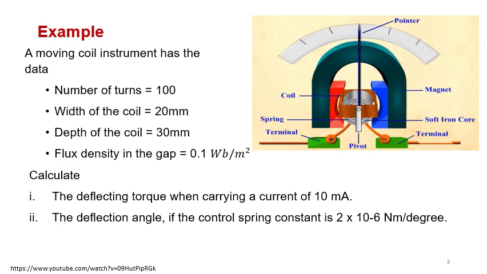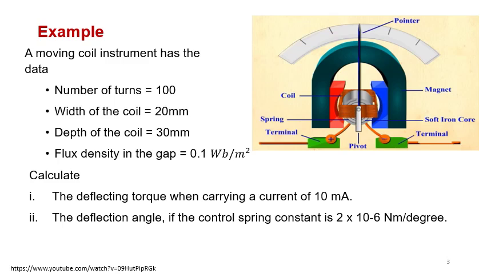He said a moving coil instrument has the following data. Number of turns equal to 100. He means the number of turns of this coil here; it has 100 turns, which means 1, 2, 3, 4 until 100.